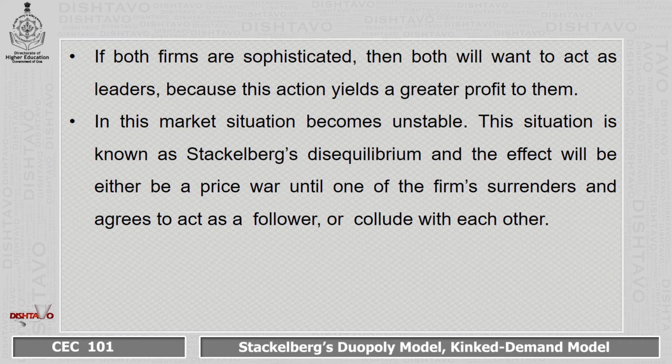If both firms are sophisticated, then both will want to act as a leader because this action yields a greater profit to them. So the market situation becomes unstable, and this situation is known as Stackelberg disequilibrium. The effect will either be a price war until one of the firms surrenders and agrees to act as a follower, or they collude with each other.